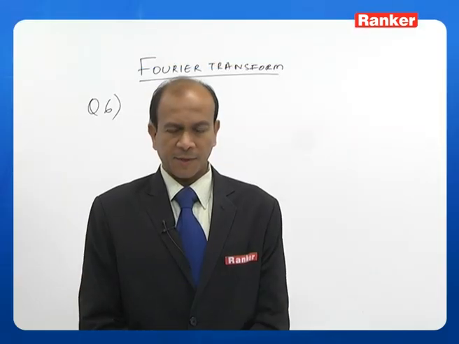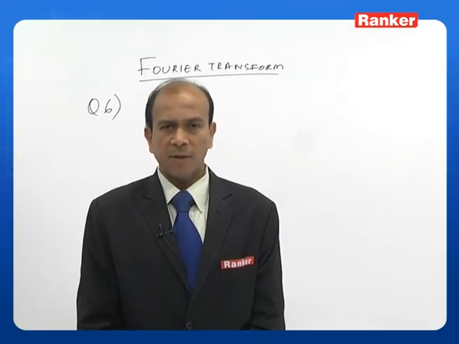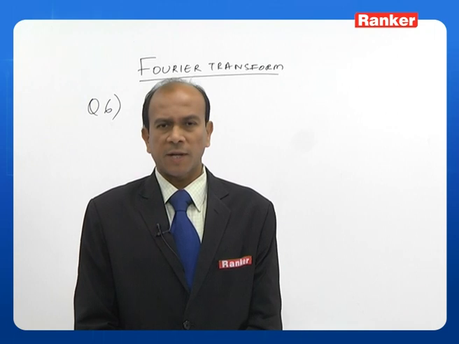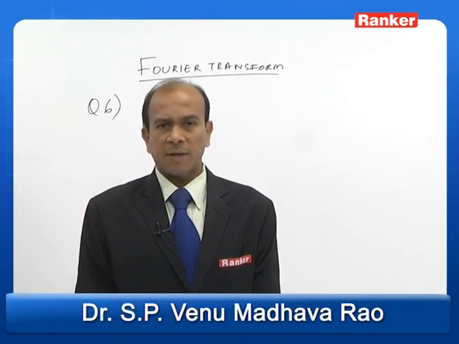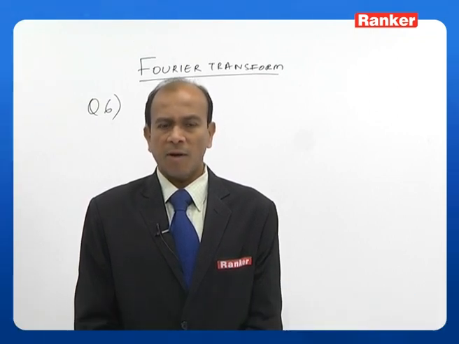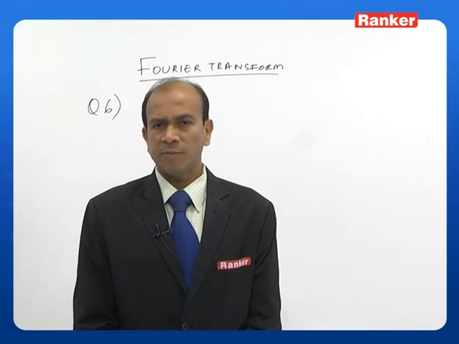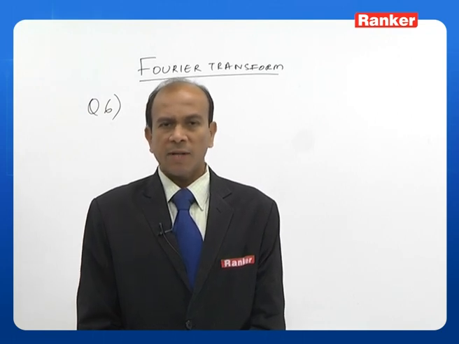Question number 6. The spectra of periodic signals are A. continuous, B. discrete, C. independent, D. none. That means we have to find out what the Fourier transform of a periodic signal is, and identify whether that transformation is continuous or discrete, or independent of both. That means there are other factors which are dependent on this, and then none of the above. Let us see what the answer is.